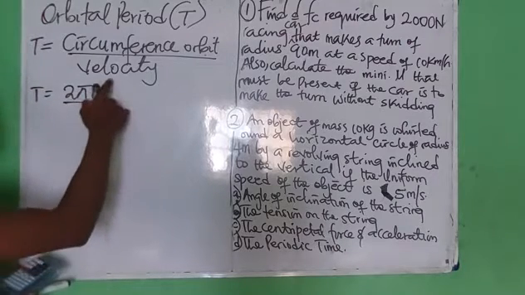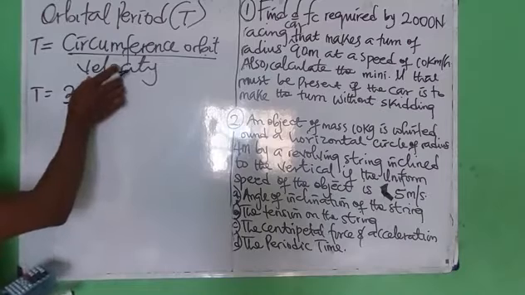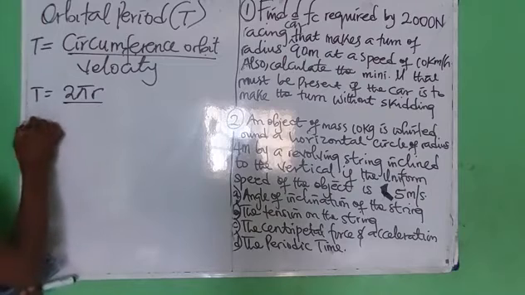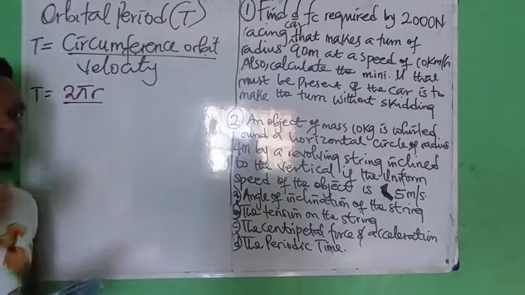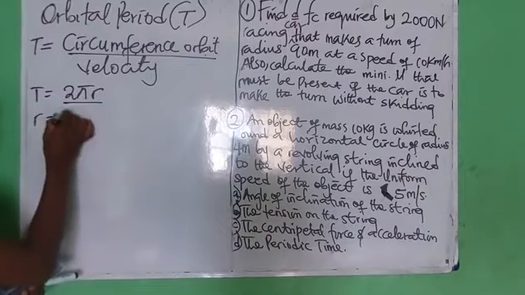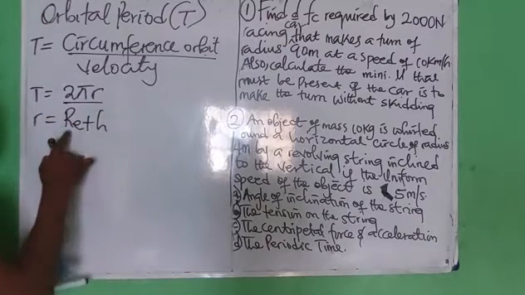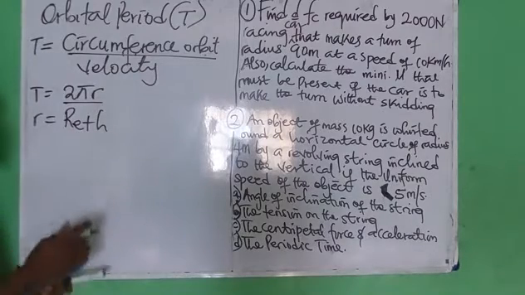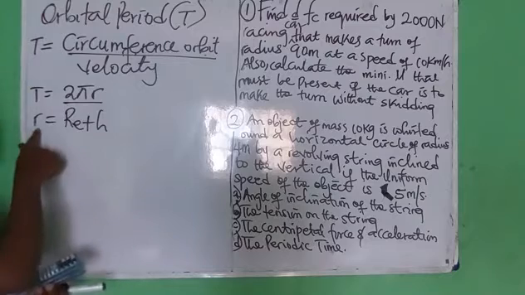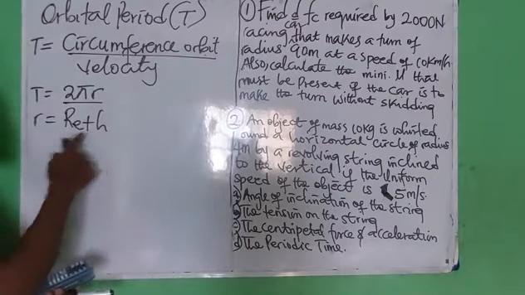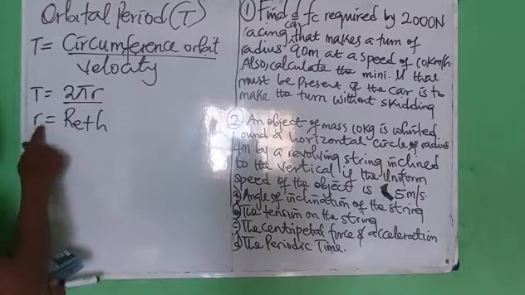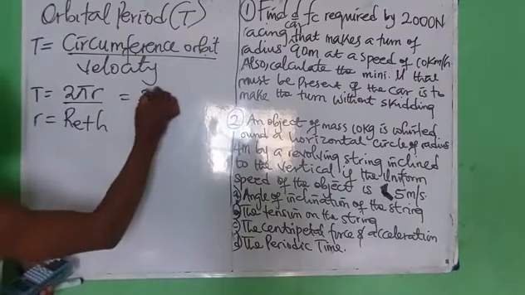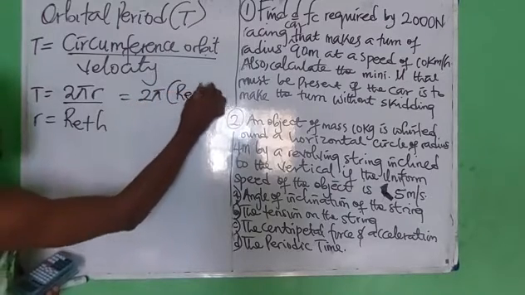Before I give you the velocity of satellites, we also said that when an object leaves the surface of the earth, the radius becomes RE plus H. This RE connotes the radius of the earth, and H is the altitude. When an object leaves the surface of the earth, the small letter r changes into RE plus H, which means whenever I see r, I'll put RE plus H. Then it becomes 2 pi open brackets RE plus H.